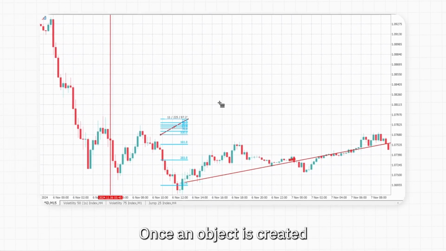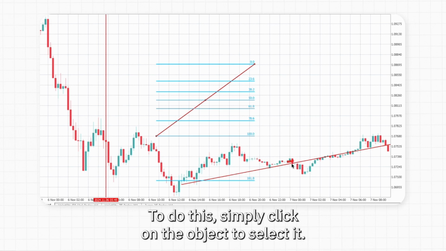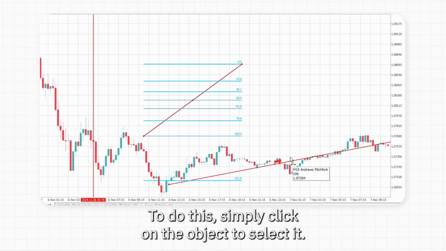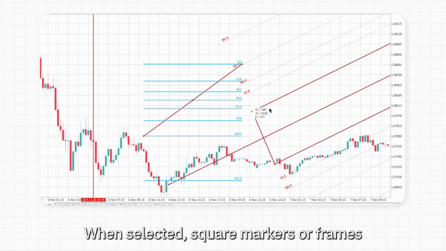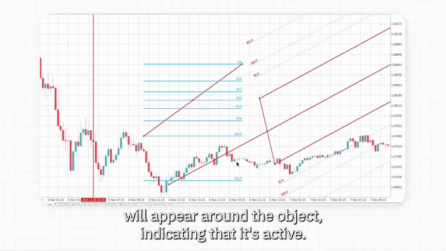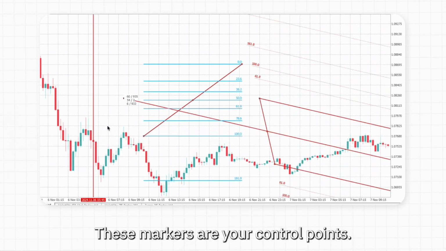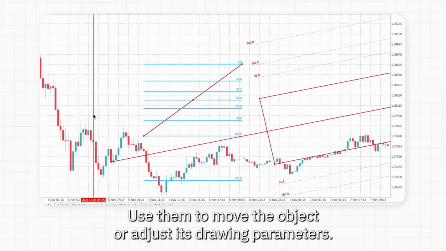Once an object is created on the chart, it can be easily moved and modified to suit your analysis. To do this, simply click on the object to select it. When selected, square markers or frames will appear around the object, indicating that it's active. These markers are your control points. Use them to move the object or adjust its drawing parameters.